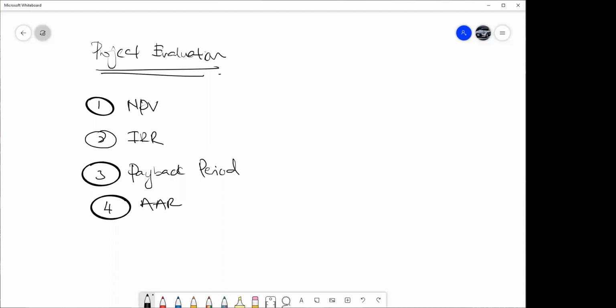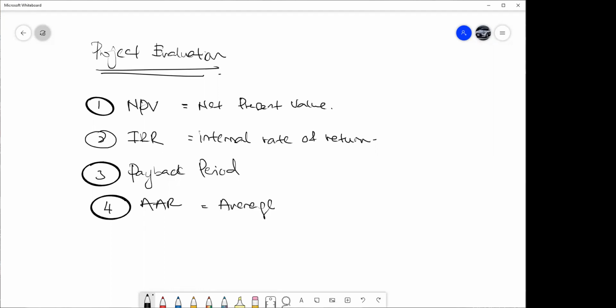NPV is the short form for net present value. IRR, in turn, is internal rate of return. Payback period is the time when you get back your payment. AAR, average accounting... Anyone knows? Don't have, forgot. Yes, very good. Average accounting return.